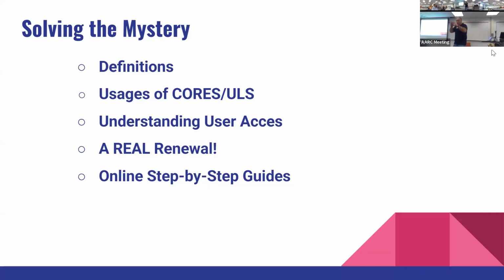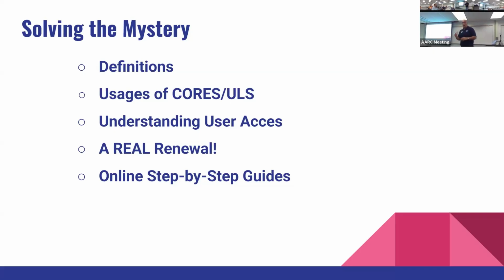So first we've got to level set. Let's define terms so we all get on the same page. If I say ULS or I say CORS, this will help you. So we're going to talk about the definitions. What are these systems? How do we use those systems? How do we interact? One of the big contentions: how do I get into these things? How does the user access work? What is my FRN number and why do I care?